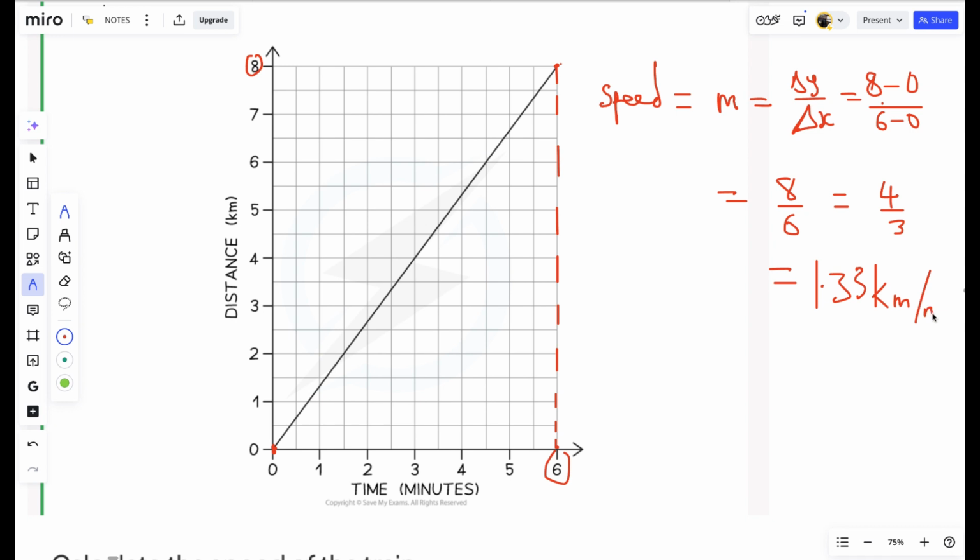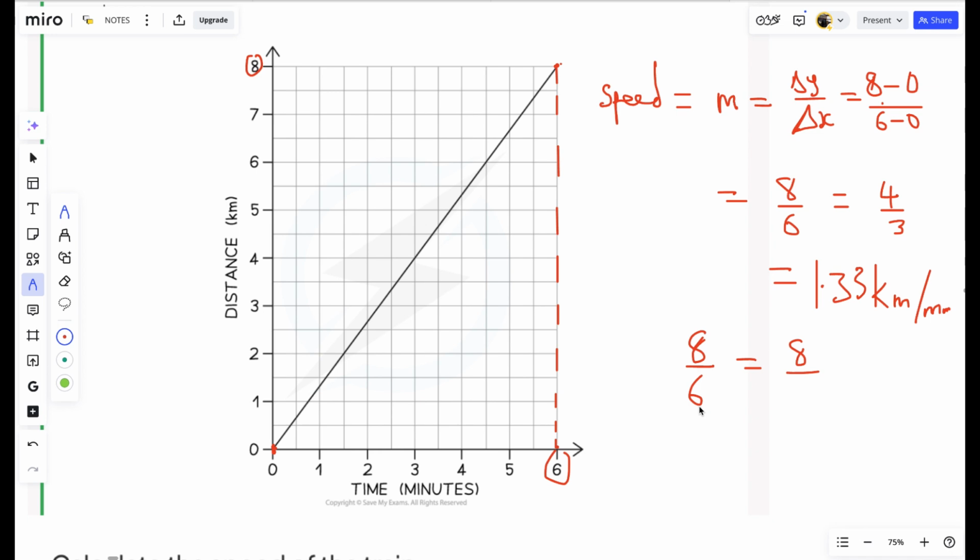Remember, the most appropriate thing to do is to convert to the appropriate unit. So to convert to the appropriate unit, if we change minutes to hour, we divide by 60. We said 8 over 6, right? So this 6, we change it to hour because it's in minutes. But this 8 is already in kilometers, so we don't need to do anything to the 8. So 6 minutes to hour, we say 6 divided by 60.